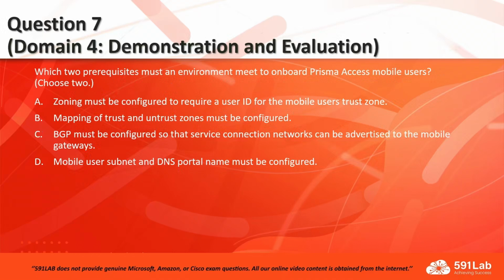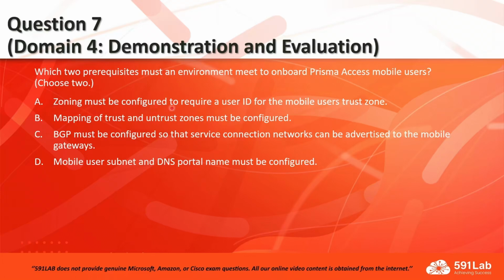Next, the question number 7. The question number 7 will be about domain 4, demonstrations and evaluations. And the question is as follows: which two prerequisites must an environment meet to onboard Prisma Access mobile users? Choose 2. And the options are as follows.